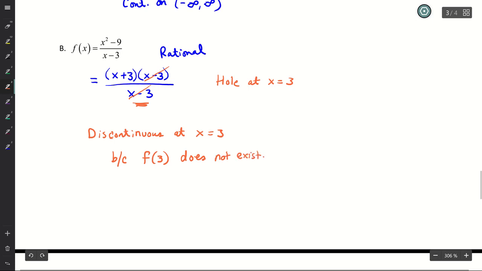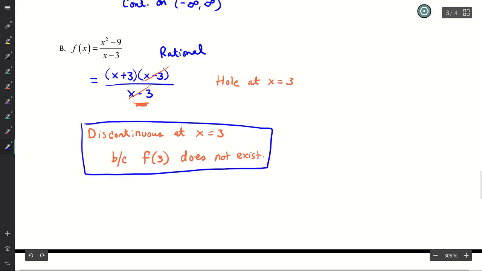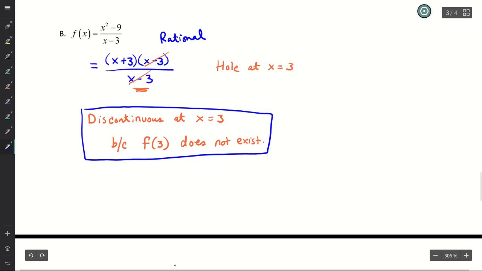And remember that originally we said in order for something to be continuous, the function value at that particular point has got to exist. Well, that doesn't happen on this particular one. So there's that part of your answer. And then also we can say that this thing would be continuous on everything but 3, so negative infinity to 3, union 3 to infinity, if they ask that question.